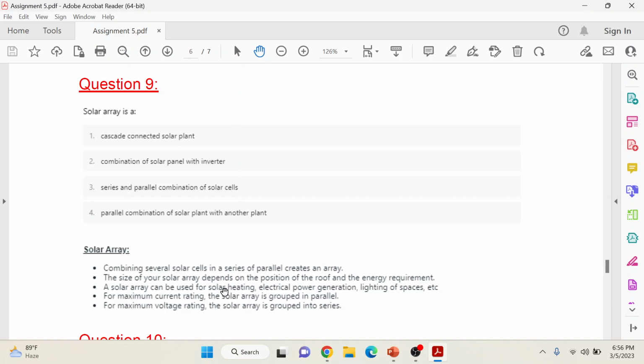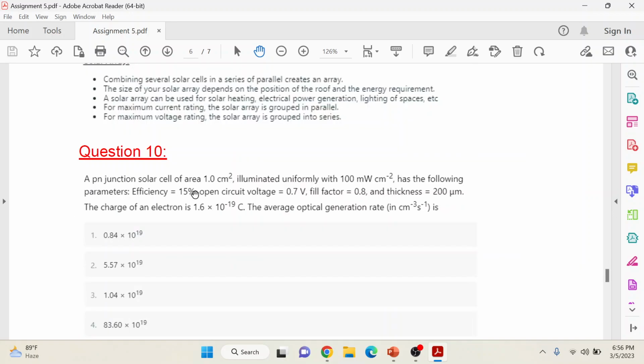A solar array can be used for solar heating, electric power generation, and lighting of spaces. For maximum current rating, the solar array is grouped in parallel. You remember it: if you need more current, the solar array should be grouped in parallel. For maximum voltage rating, it should be grouped in series. It could be a series and parallel combination, it could be cascade also. So the third one is the most suitable answer, right? Okay, series, whatever we need.